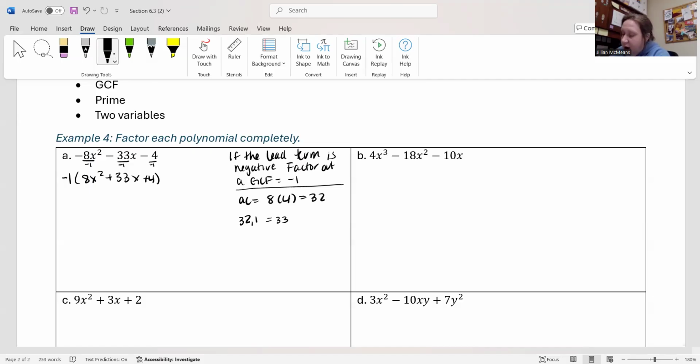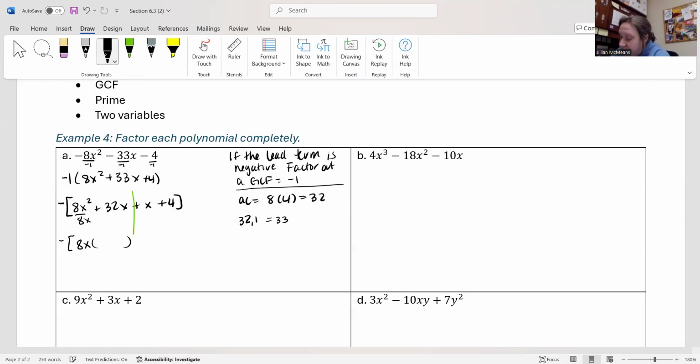This is it. So I've got to keep my negative that I've already factored out. And then I'm going to rewrite the polynomial by breaking down 33x and writing it as 32x plus 1x. And then I can factor by grouping. So as you factor by grouping, just never forget that you've got that -1 that you factored out. So it has to be a part of this process from start to finish. So looking at the first half of the polynomial inside brackets, we have 8x squared plus 32x. Well, 8x squared and 32x have an 8x in common. So we need to factor out 8x.